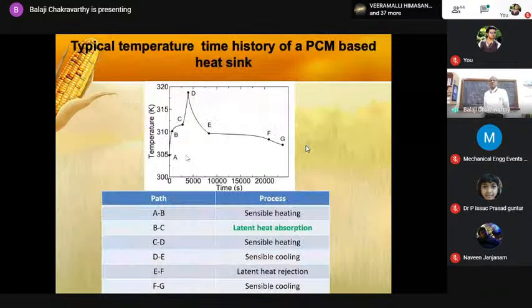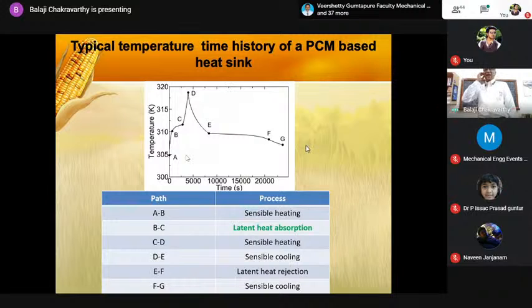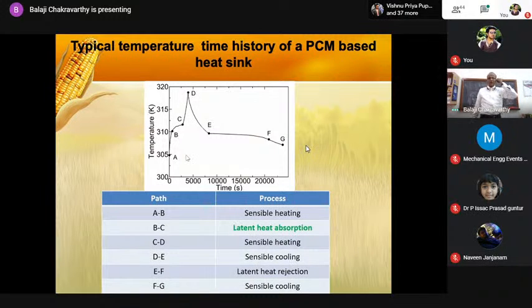Now, please look at the typical temperature time history. A is the starting point. A, B, C, D is heating. D, E, F, G is the cooling. But you can see that B to C is where the latent heat absorption takes place. But since it happens over a small temperature difference, it is not showing much. That is, TC minus TB is not much. That is the solidus and liquidus temperature.